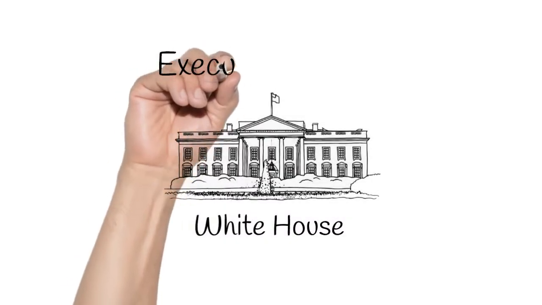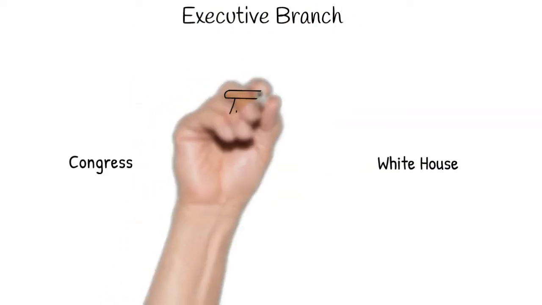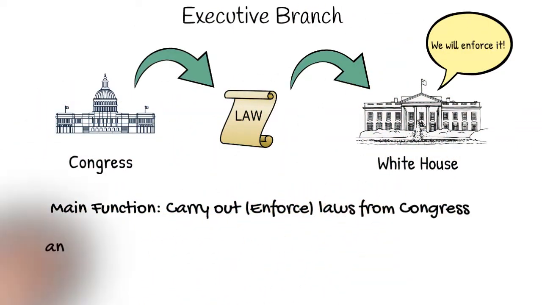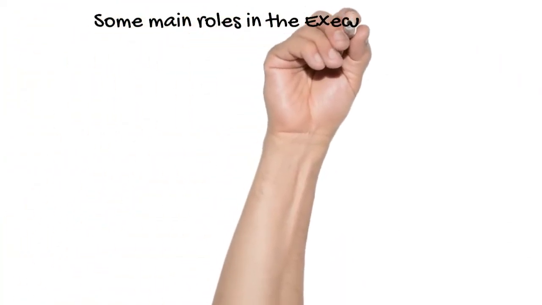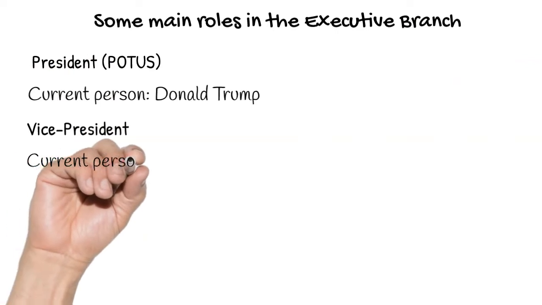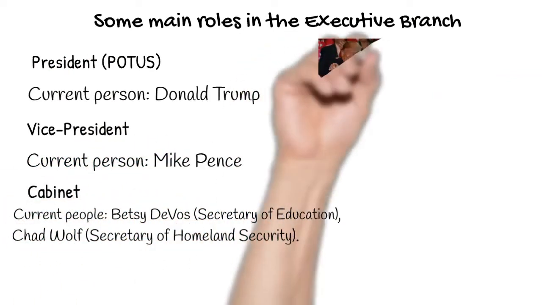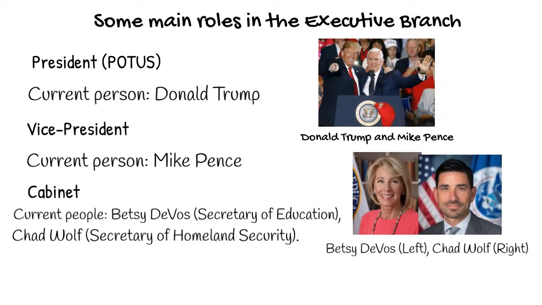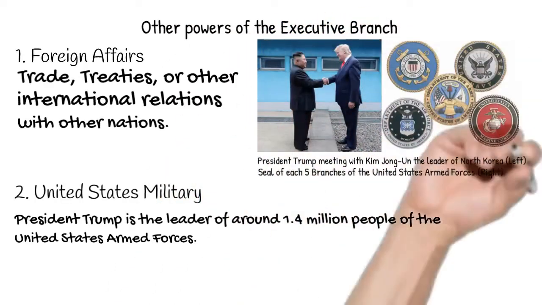The executive branch is the second branch of the government we will be focusing on. The main function of the executive branch is to carry out laws made in the Capitol and to recommend new laws needed in the United States. The main roles in the branch are President, Vice President, and his or her cabinet, who help the president make decisions, from education to homeland security. The executive branch also deals with other nations and how to keep our country safe.